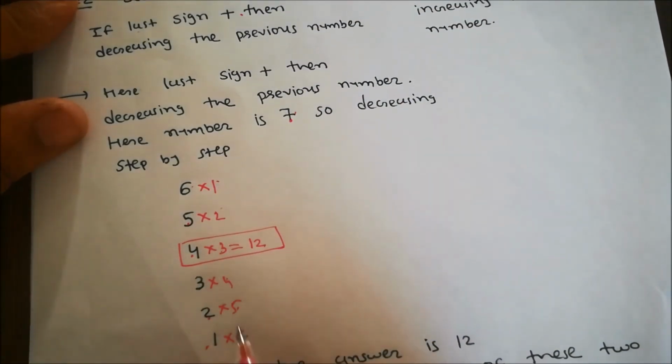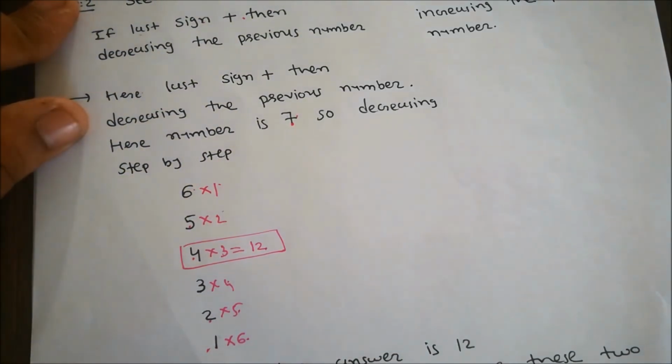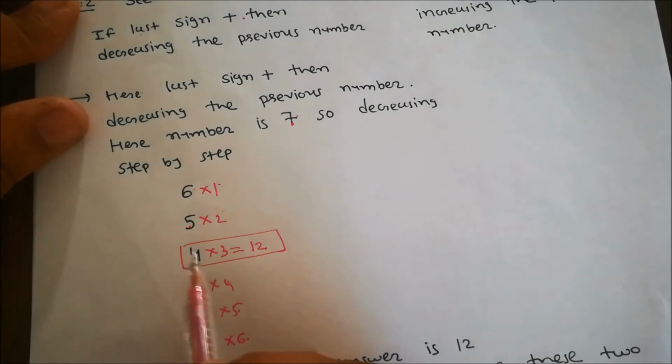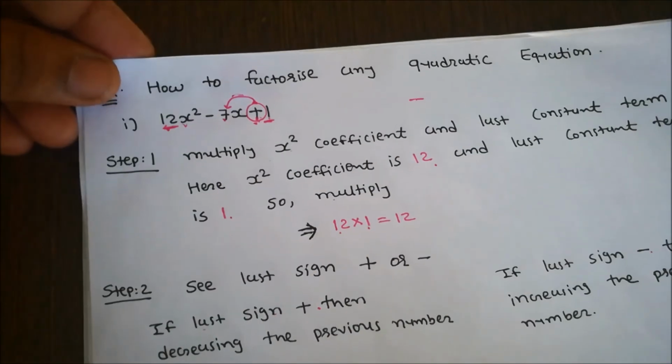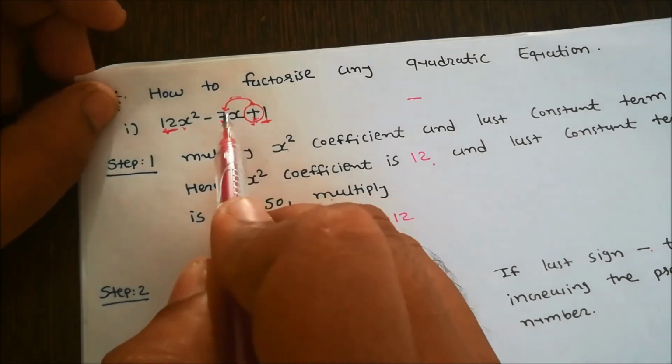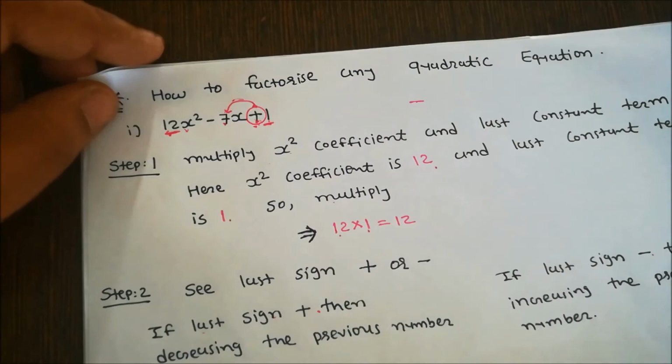Multiply with 1, 2, 3, 4, 5, 6 and get the answer 12, because in the first step we got 12 into 1 is equal to 12. So here 4 into 3 is equal to 12, and the last sign is plus, that's why the addition of these two numbers must be equal to the middle term. So 4 plus 3 is equal to 7. So our answer is right.